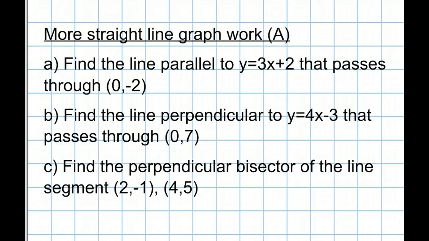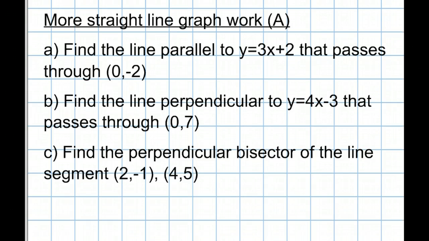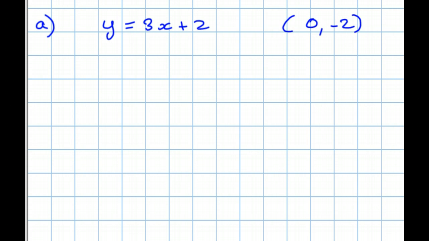So we're going to find the line parallel to y equals 3x plus 2 that passes through 0, minus 2. Let's just clear some room for working. So question A. It's parallel to y equals 3x plus 2 and it passes through 0, minus 2. Now if it's parallel, that means the gradients are the same. The gradient of the first line equals the gradient of the second line.